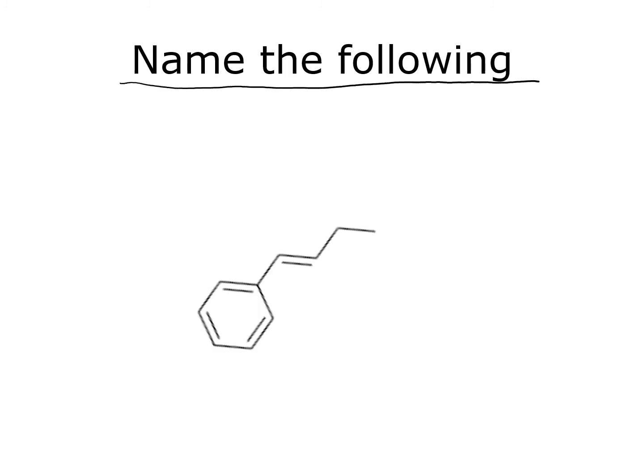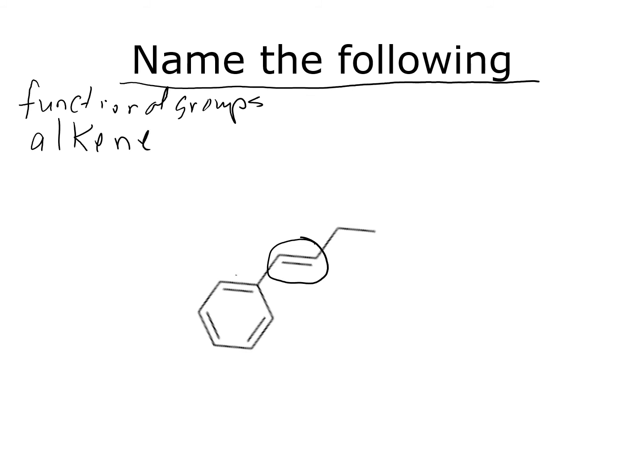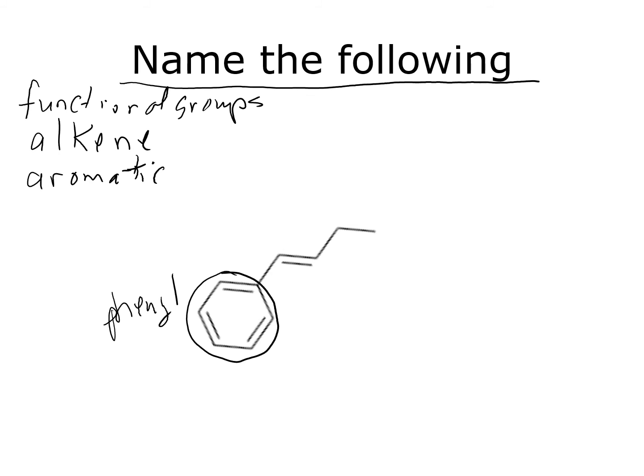Name the following compound. This compound has two functional groups in it. The functional groups are a double bond, so it's an alkene, and then we have that benzene ring. We can call that an aromatic. Okay, so if we have benzene as one of our functional groups, that is no longer going to be the parent, but that's going to be acting just like it's a group. So that would be called phenyl, YL.